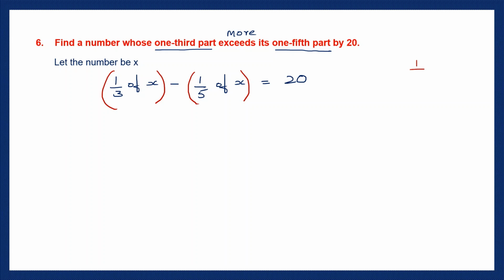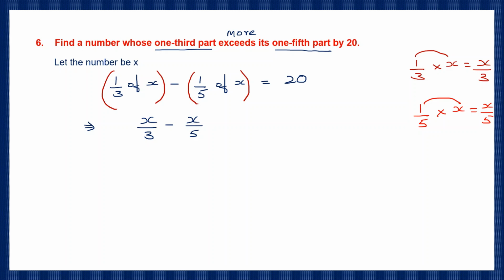So let's do that. 1/3 of means into x. Okay, so that is 1 into x. So x by 3. So here the first thing we've got is x by 3 minus, now let's solve the other one. 1 by 5 of is into x. So again 1 into x is x, x by 5. So here we've got x by 5. So x by 3 minus x by 5 is equal to 20.